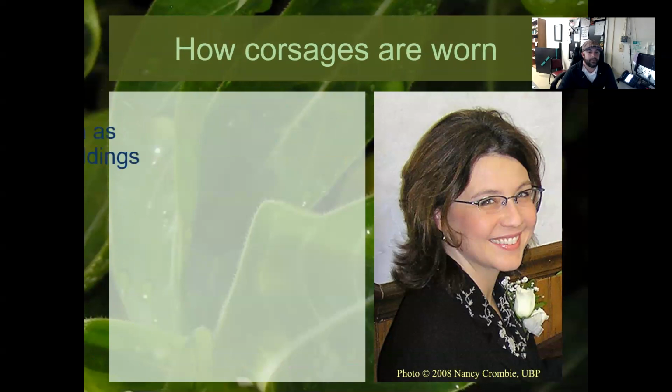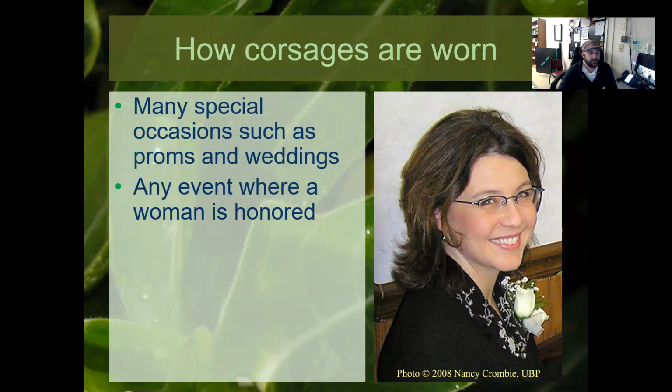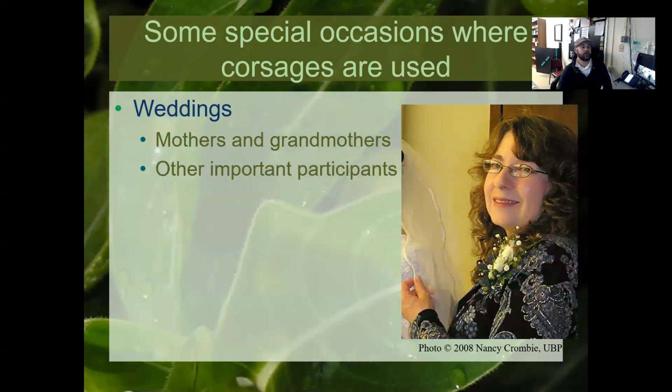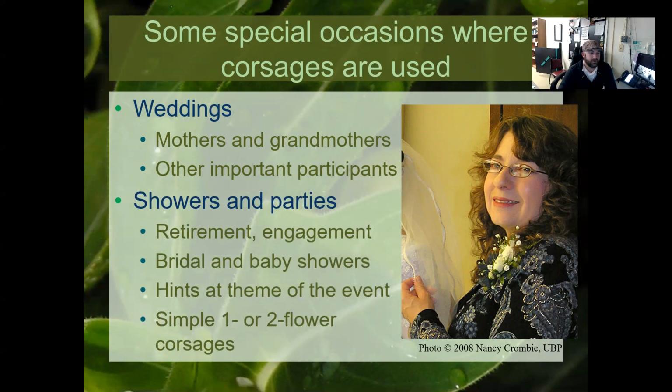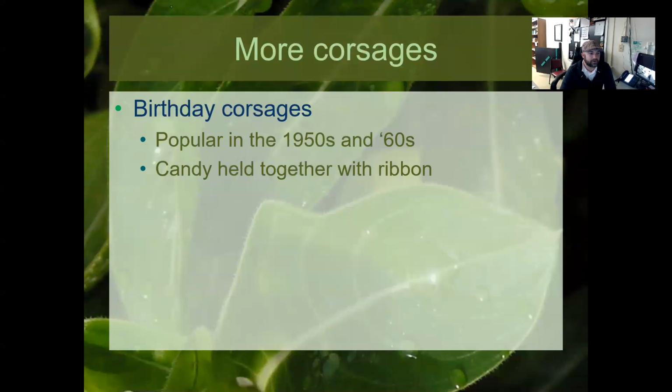For special events, many special occasions such as proms and weddings, any event where a woman is honored, and regional differences. Some areas have huge homecoming corsages, some regions prefer wrist corsages. So there's a lot of different types of corsages that you can make. So weddings: mothers and grandmothers, other important participants. Showers and parties: retirement, engagement, bridal and baby showers, hence the theme of the event, simple 1 or 2 flower corsages. And some more corsages, birthday corsages, which were popular in the 50s and 60s, not typically today.